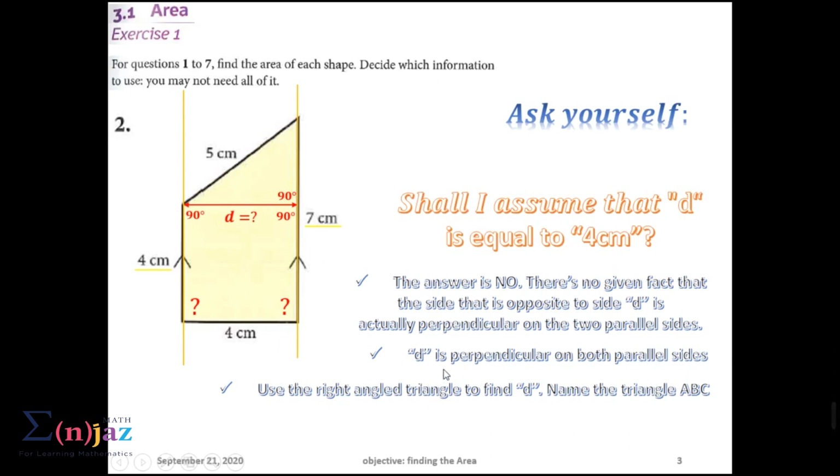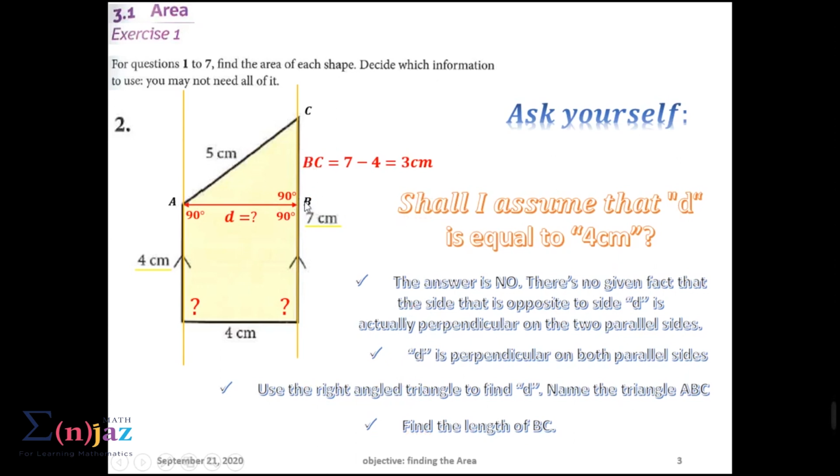Okay, so D is perpendicular to both parallel sides. Use the right angled triangle to find D, and name this triangle ABC, or we can call it CBA. Now we need to find the length of AB. So the hypotenuse is known because 5 centimeters is right across the 90-degree angle. So the 5 centimeters is our hypotenuse.